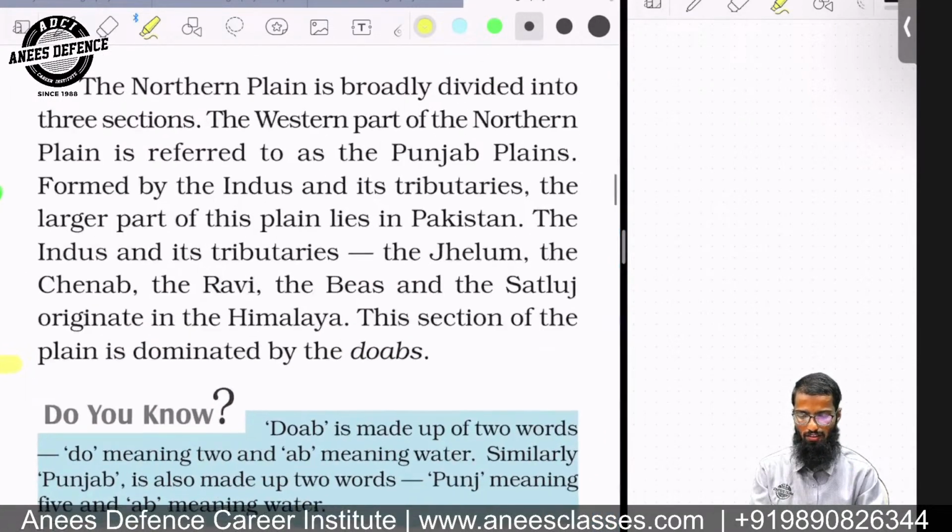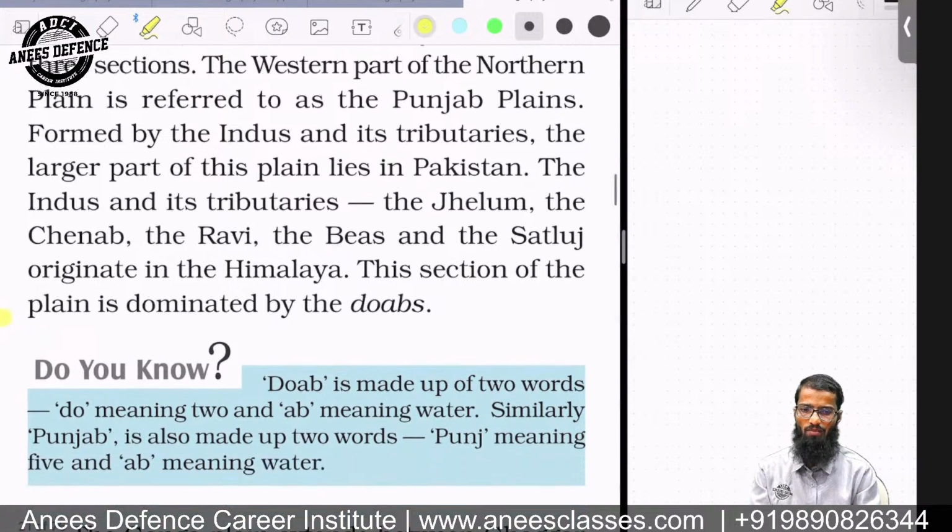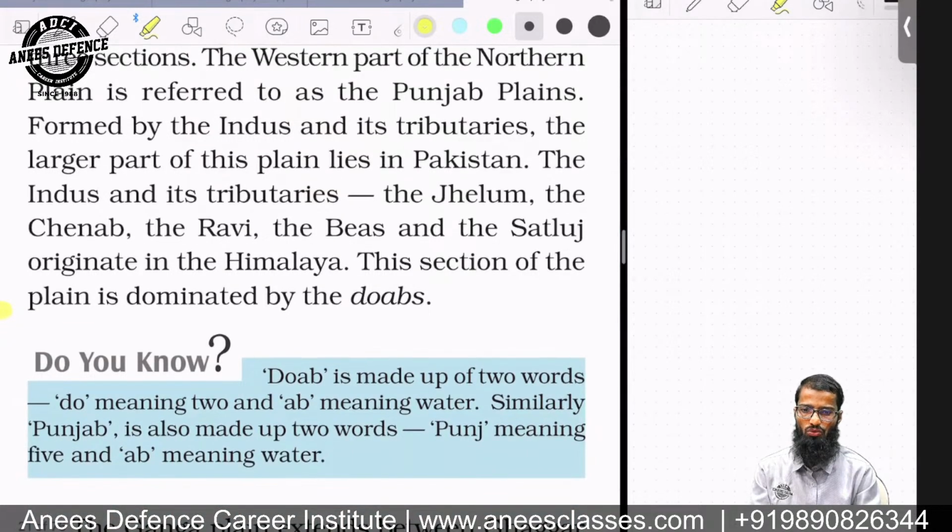The northern plain is broadly divided into three sections. Western part of the plain is called Punjab plains, like we have Punjab Himalayas also. So that is Punjab plains formed by Indus and its tributaries. The larger part of this plain lies in Pakistan. The Indus and its tributaries like Jhelum, Chenab, Beas, and Satluj originate in the Himalayas. The section of the plain is dominated by Doab. Doab is a word meaning do, do means two, ab means water. Punjab means 5 and ab means water.